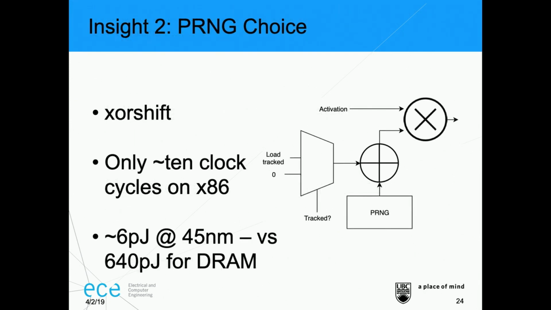Choosing the pseudo-random number generator is also important. You don't want to choose a really expensive one. So we went with one called XORShift, which basically consists of 3 shifts and 3 XORs. So it's super cheap to do even on x86. On actual hardware like an FPGA or an ASIC, it's going to be extremely cheap. For example, it only takes 10 clock cycles on x86. And then we calculated that if each operation's worth like 1 floating point add, which is an overestimation, it'd only be approximately 6 picojoules to generate one random number at 45 nanometers. Versus accessing a single 32-bit value from DRAM, which is 640 picojoules. So you save a lot by doing this.